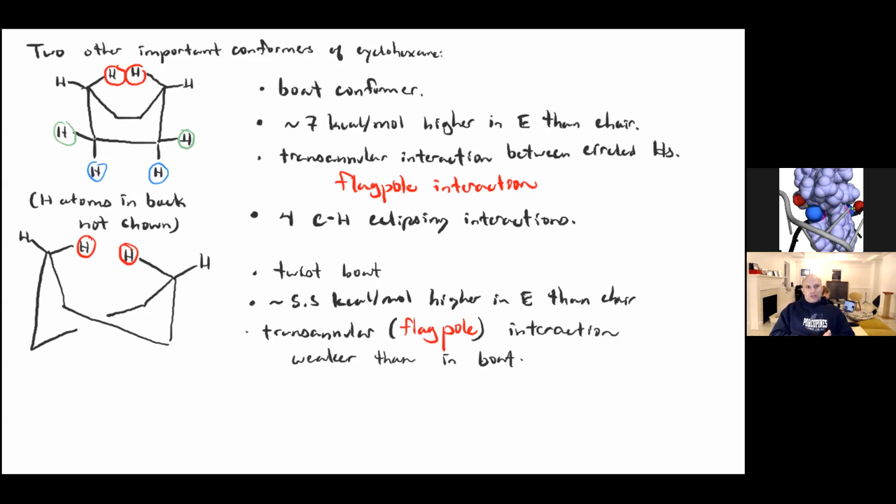If you have models, hopefully you do. If not, find a friend that does. Convert the chair into a boat and then to a twist boat, and become comfortable with those different conformers, because we're going to use them in the next lecture when we start doing what we call chair flips, which is flipping those chair conformers around. All right, so that concludes lecture 19.